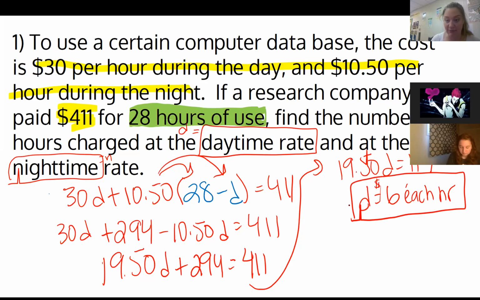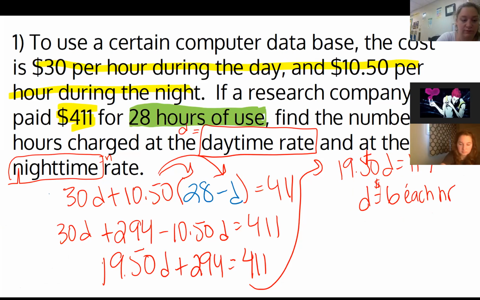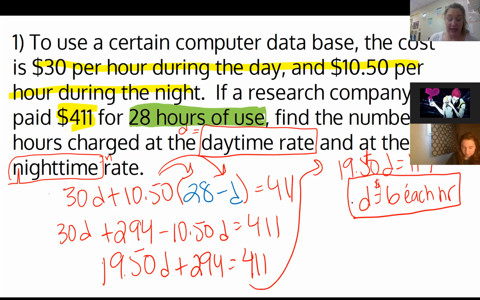So what can I do to get the nighttime rate? Good. There you go. Does it matter where we plug it in? Like which equation that we use from here? It doesn't matter which one, okay? It does not matter. I'm actually gonna use this one because I want night. So I'm just gonna do 28 minus 6. Make that a little bit easier for me. So since I know what D is, so night is gonna be 28 minus 6. So my nighttime rate is going to be $22 an hour.